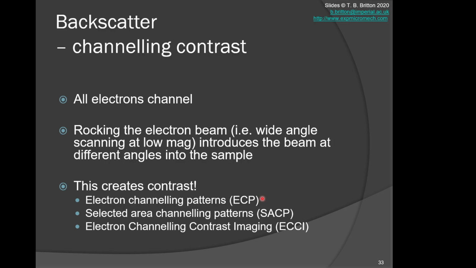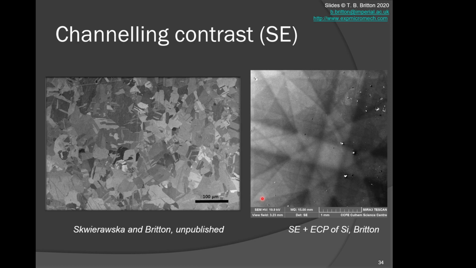If you can focus the probe and rock about a single point, you can get effectively the selected area channeling pattern. And if you have a polycrystal, for instance, with different grains of different orientations, then you'll have effectively an electron channeling contrast image, because you'll have an association of the presentation of the crystals with respect to the primary beam. So the first example I show you is a polycrystalline nickel sample, which is very difficult to etch. So it's quite difficult to see grain structure.